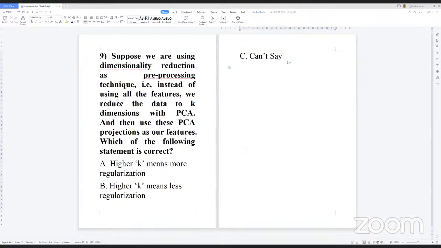A. Higher k means more regularization. B. Higher k means less regularization. C. Can't say. And D. None of the above. What would be the answer?